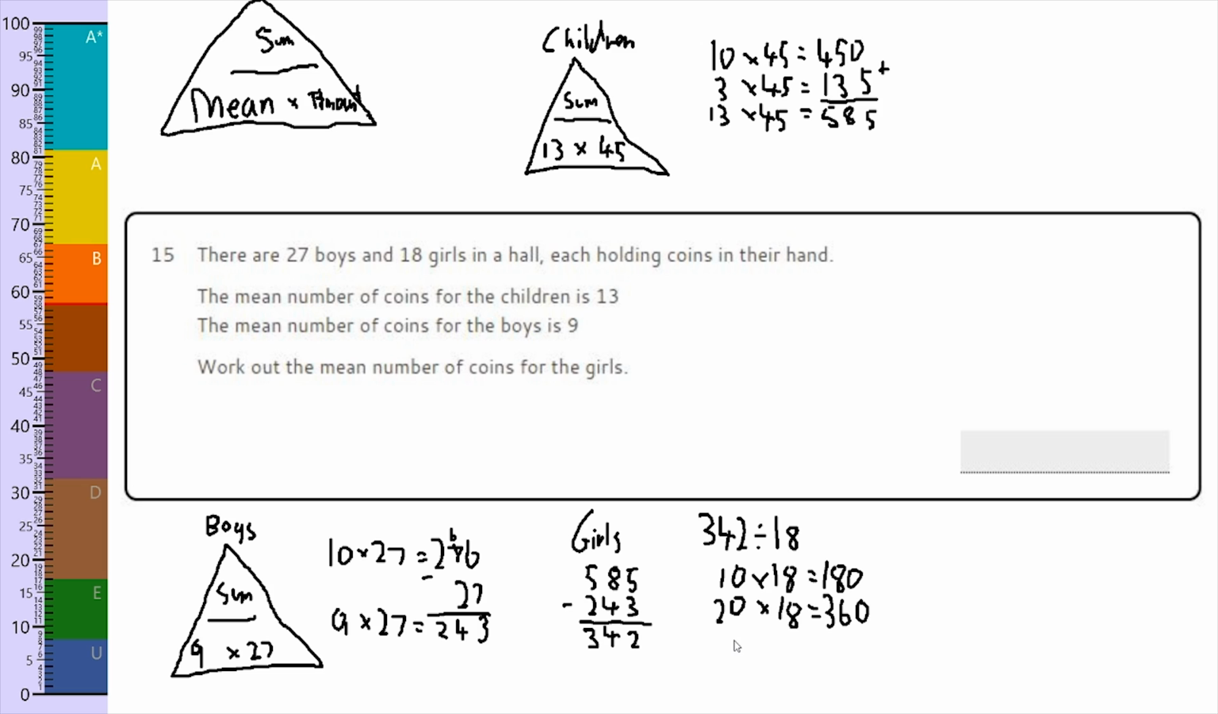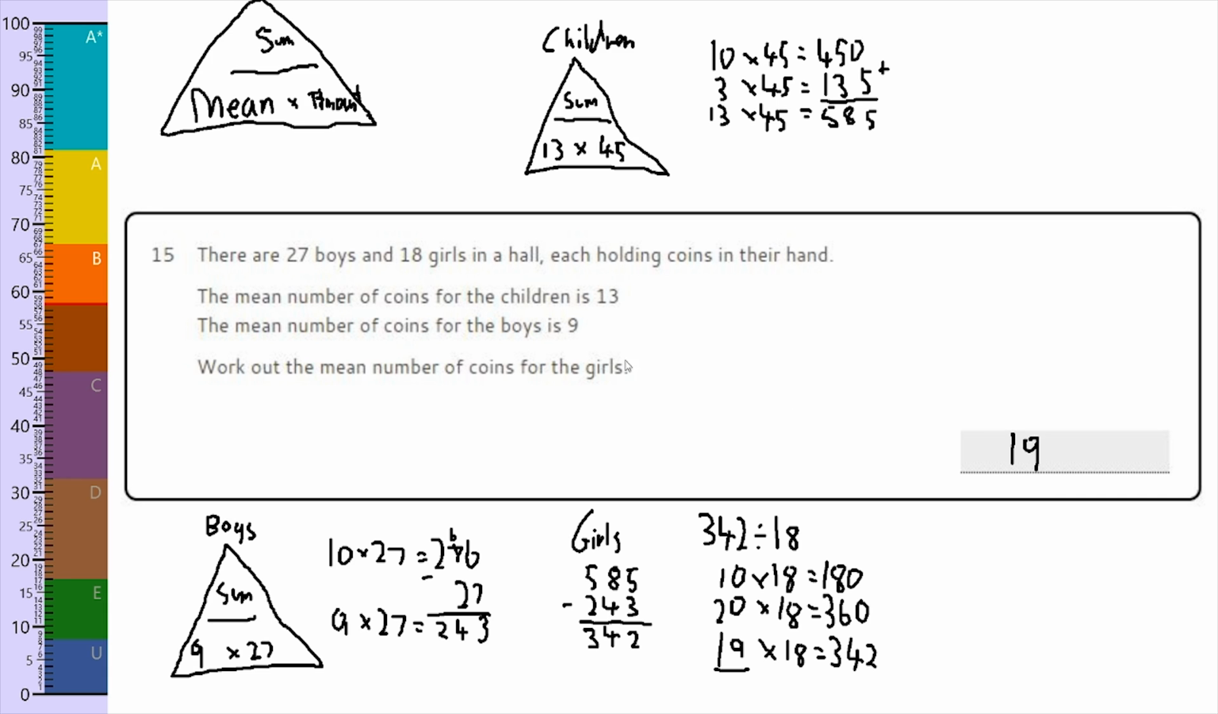It's actually not too far away. So let's take an 18 off. So if I take away 10, it'll be 350. And then take away 8, it's going to be 342. Hey! So I know it's going to be 19. So 19 times 18 is 342, therefore the mean is 19.